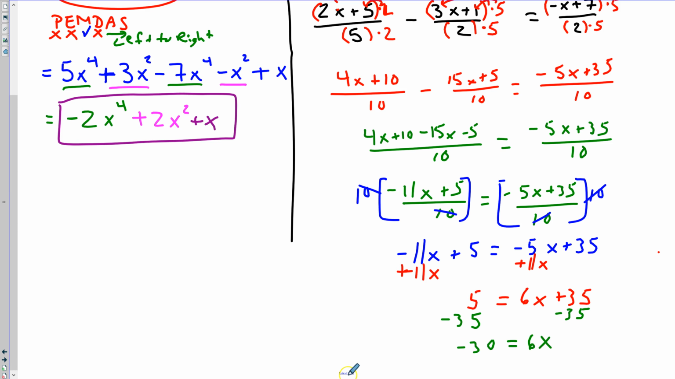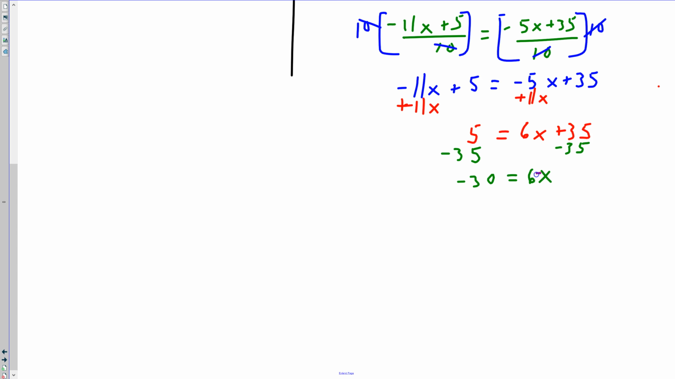There is multiplication occurring between our 6 and our x. So the opposite would be dividing by 6 to get x all by itself. So negative 30 divided by 6 is negative 5.